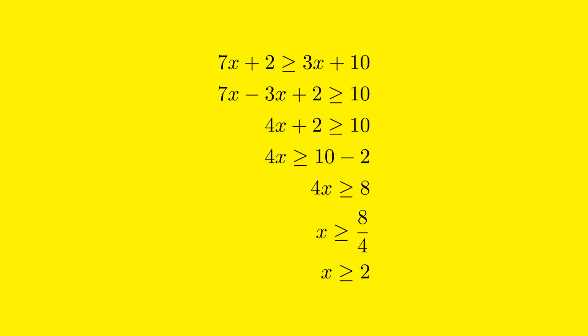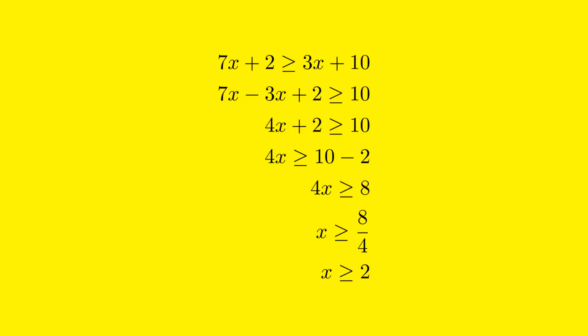Let's start with the given inequality 7x plus 2 is greater than or equal to 3x plus 10. Our goal is to isolate x, so let's begin by eliminating one of the x terms from one side. If we subtract 3x from both sides of the inequality, we can eliminate it from the right side. To do this in a balanced way, we must subtract the same amount from both sides. Therefore, our inequality becomes 7x minus 3x plus 2 is greater than or equal to 10. This simplifies to 4x plus 2 is greater than or equal to 10 because 7x minus 3x equals 4x.